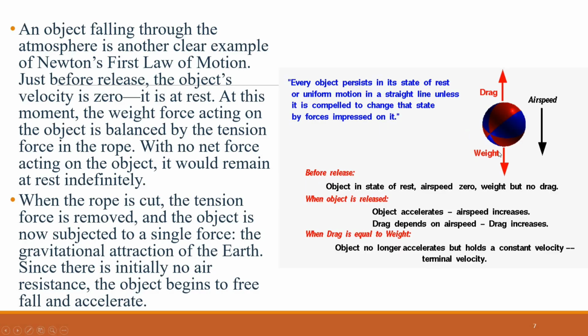The drag continues to increase until it matches the weight of the object. At this point, the net external force is zero, the acceleration stops, and the object falls at a constant terminal velocity. The exact value of this terminal velocity depends on several factors: the weight of the object, its drag coefficient, the density of the air, and the size of the object.